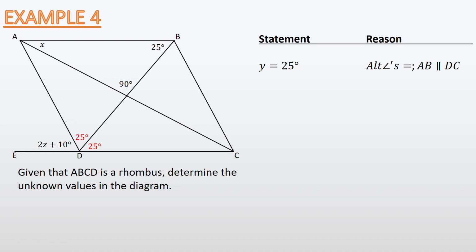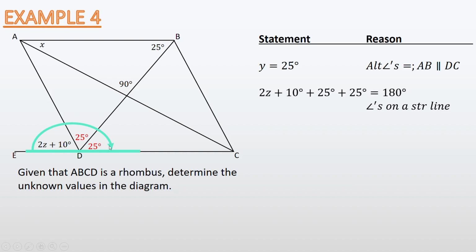Now I'm going to work out z using that straight line there, so angles on a straight line add up to 180. So this plus the 25 plus the 25 all adds up to 180. Reason: angles on a straight line.